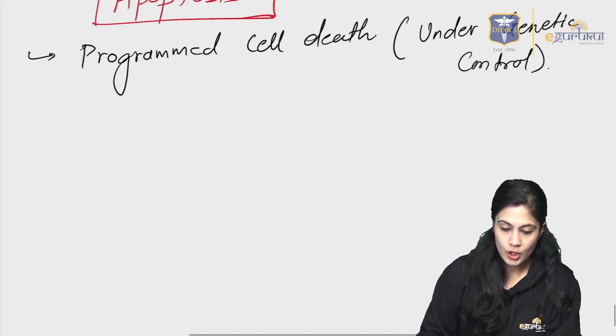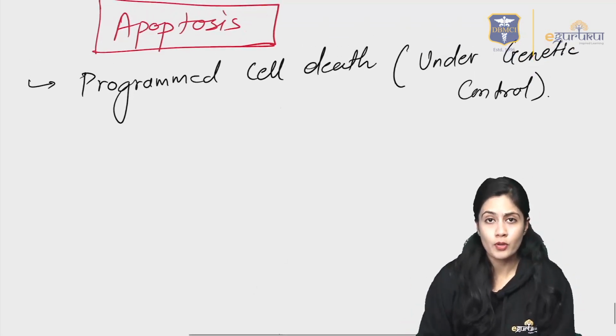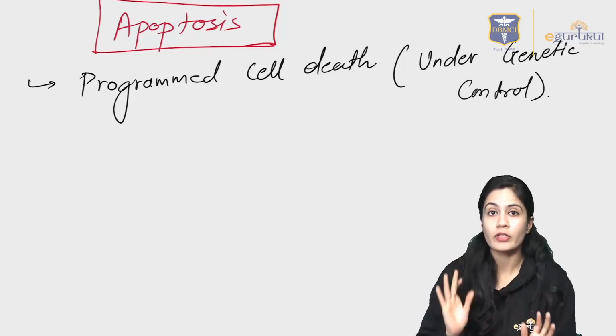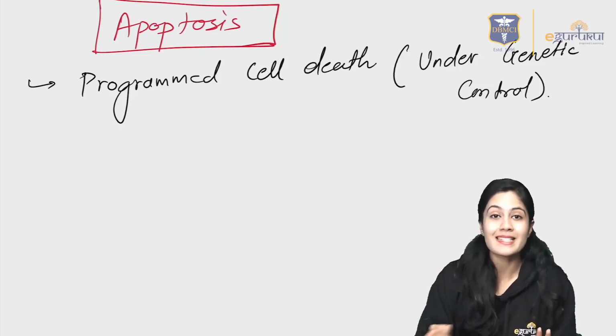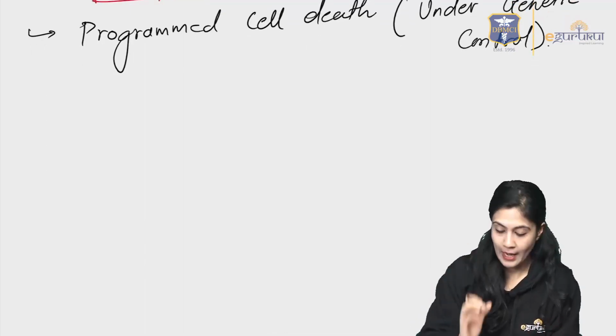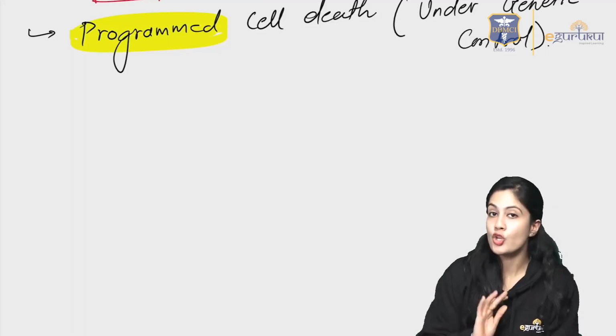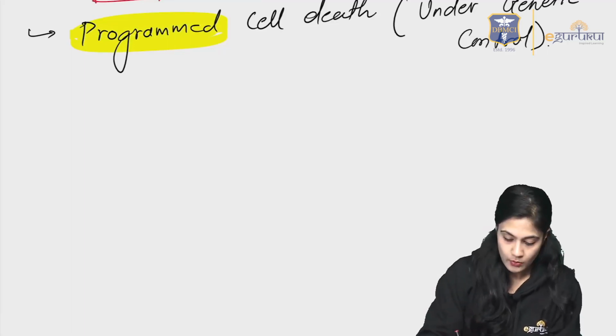It is under genetic control, right? You can elaborate this apoptosis as much as you want, but I am giving you the basic or the baseline, so that you can write it in the exam. So it is programmed. Remember this word, it is the programmed cell death. It is not happening by chance, right?